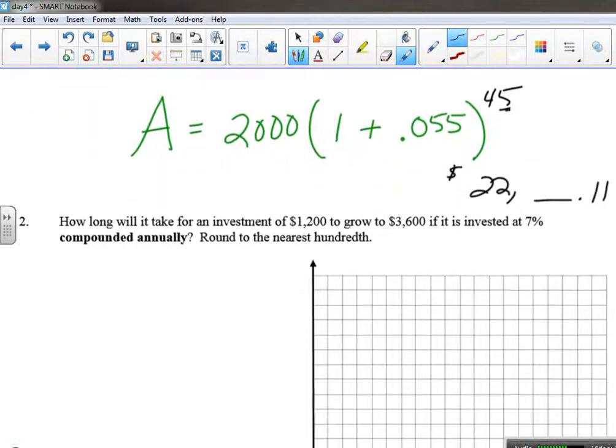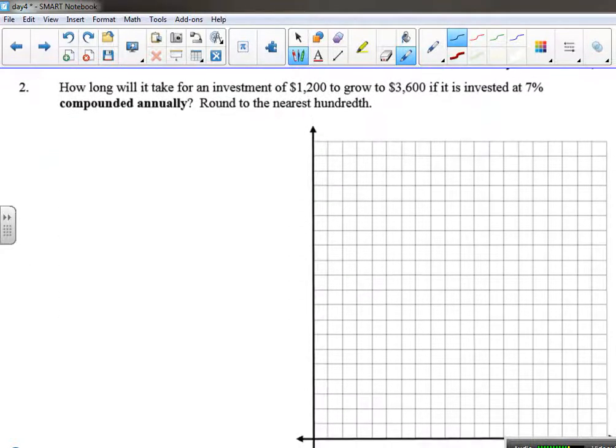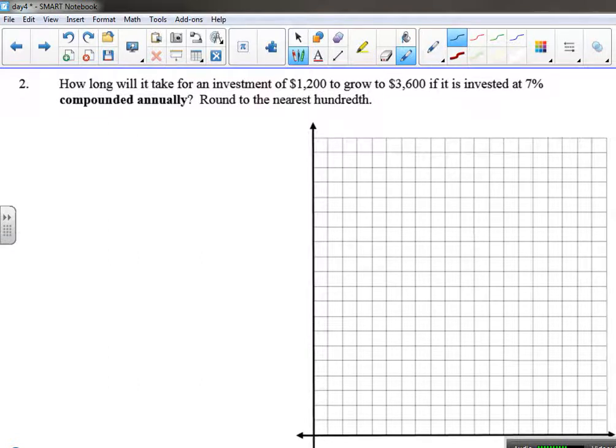Let's take a look at what you're more likely to see dealing with exponential equations in this graph, and that's an application kind of a problem. So in this application problem, how long will it take? Well, right now that tells us we are looking for that value t. We're actually looking for the exponent, which means we better have all the other variables in the equation.